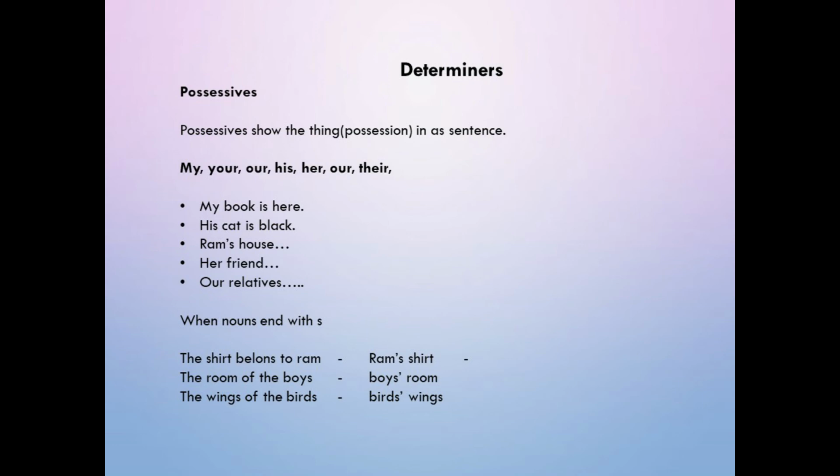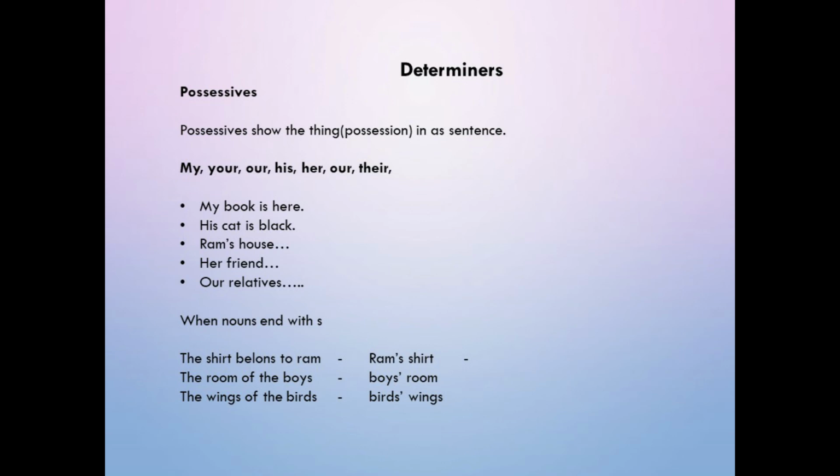Let's look at some examples. If I say my book is here, in the sentence my is the possessive determiner, and as you can see, it is coming before the noun book. The next one is his cat is black. In the sentence his is the possessive determiner, and it is acting before the noun cat. Similarly, if I say Ram's house, her friend, and our relatives, the word Ram's is the possessive determiner, and her is the possessive determiner. Our is also the possessive determiner.